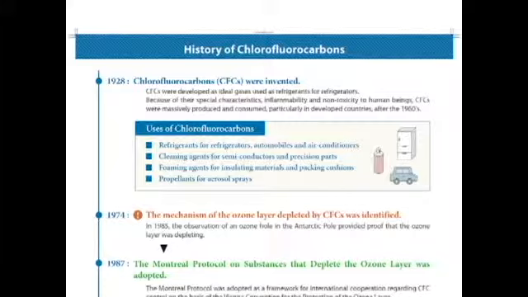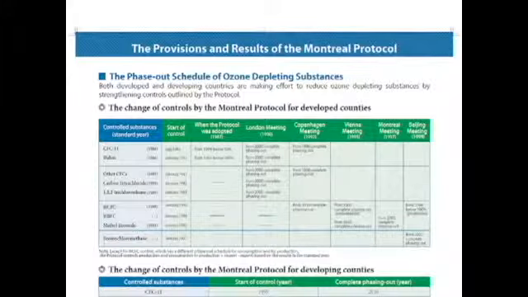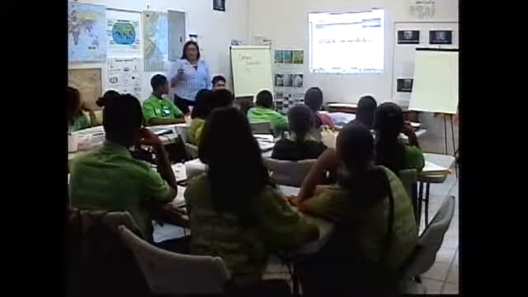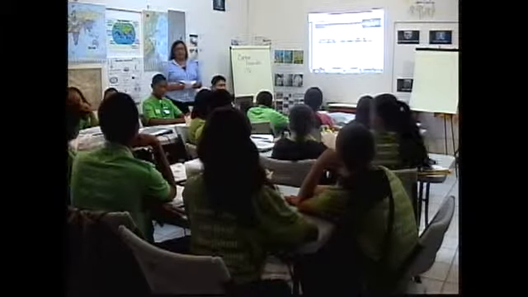Let's go now to a chart. This was what came out of the discussion in the Montreal Protocol. Let's look at the chart. It says the change of controls by the Montreal Protocol for developed countries. There were decisions made for the developed countries and there were decisions made for developing countries. Where would Belize fit? Erwin? In the developing countries, right?